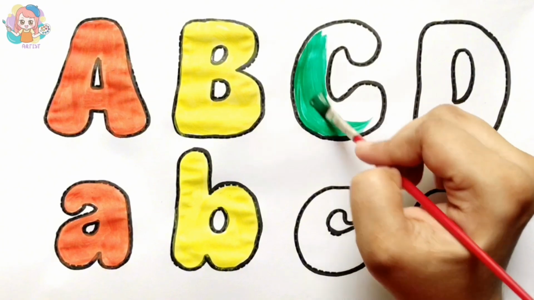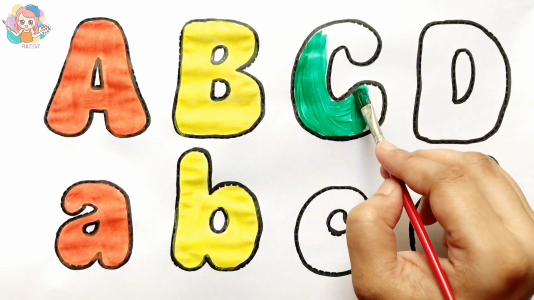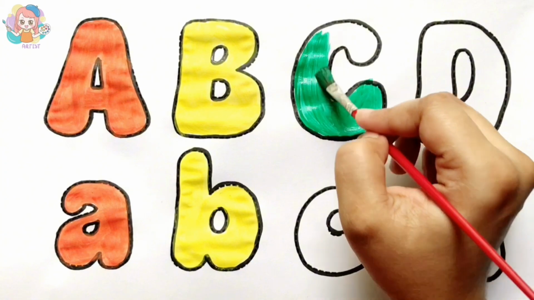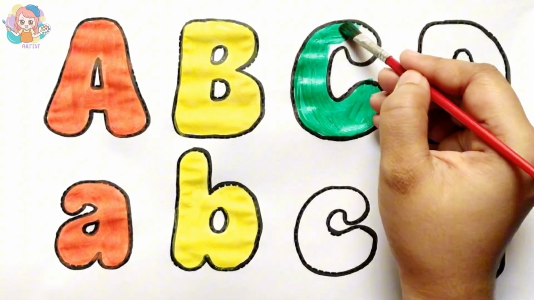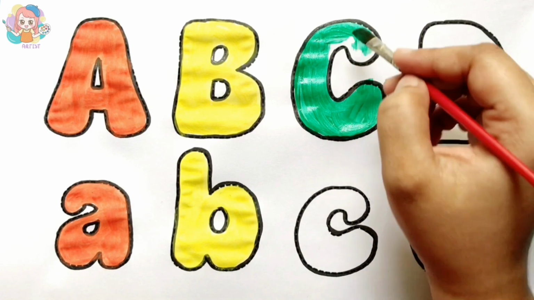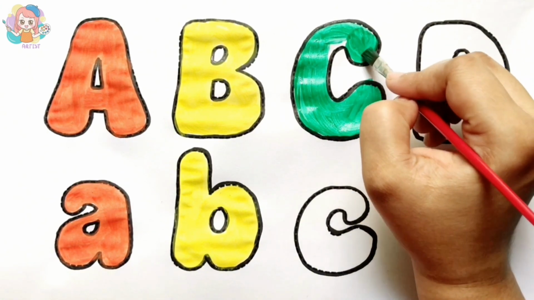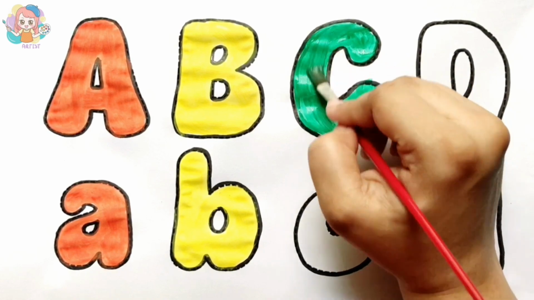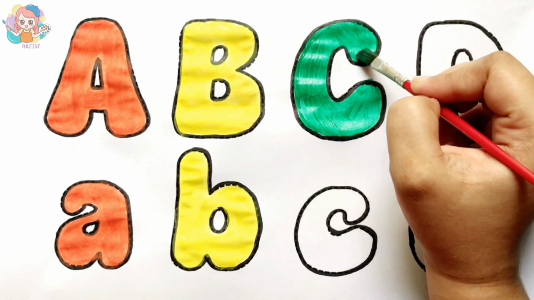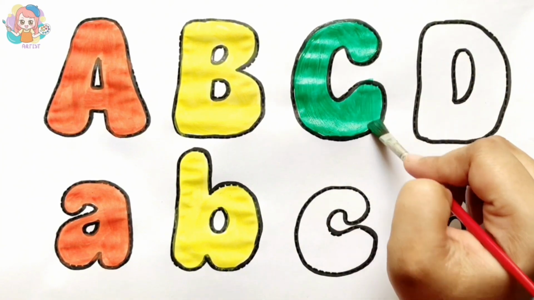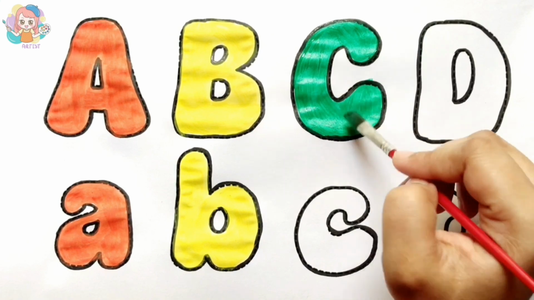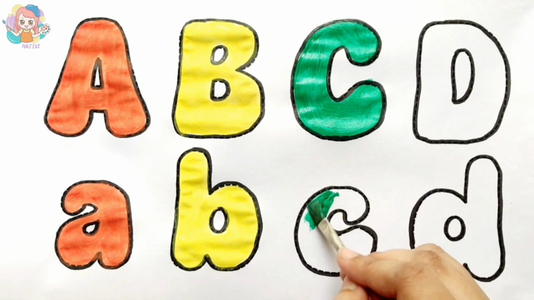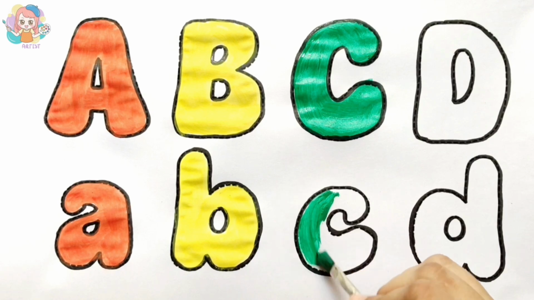Green color. C. C for cake. Lowercase letter C. C for carrot.